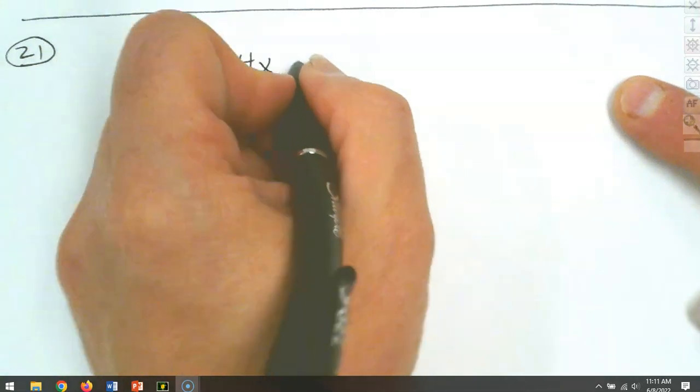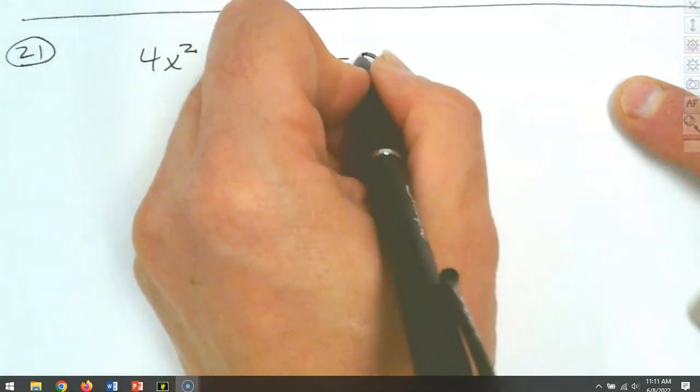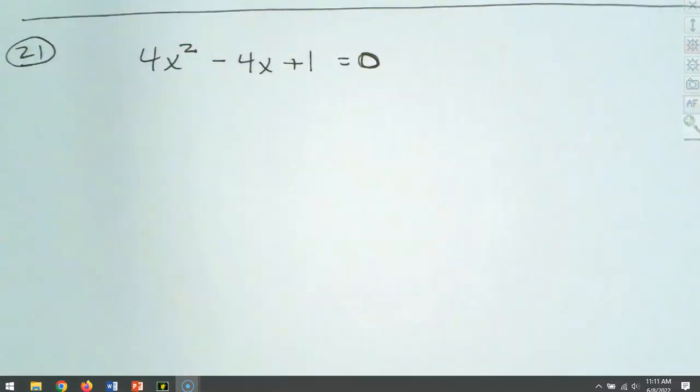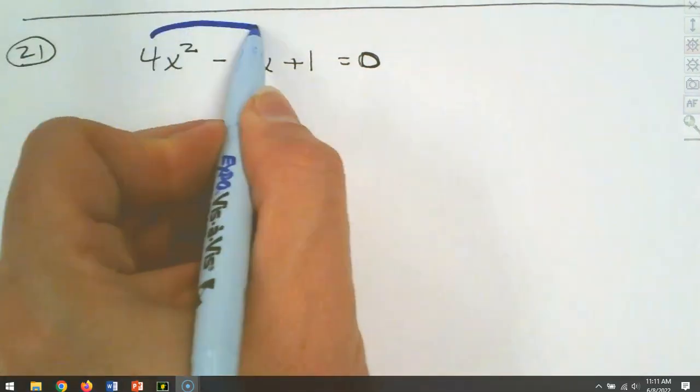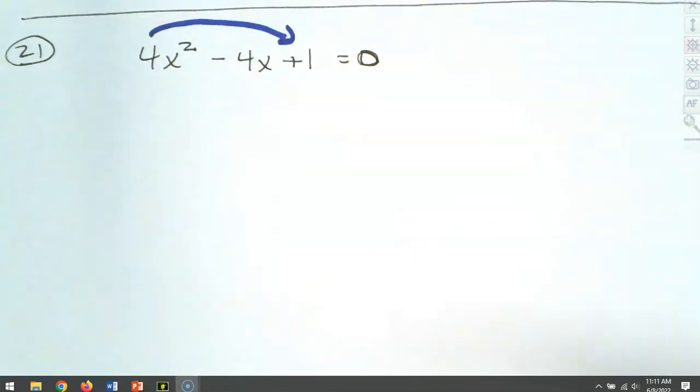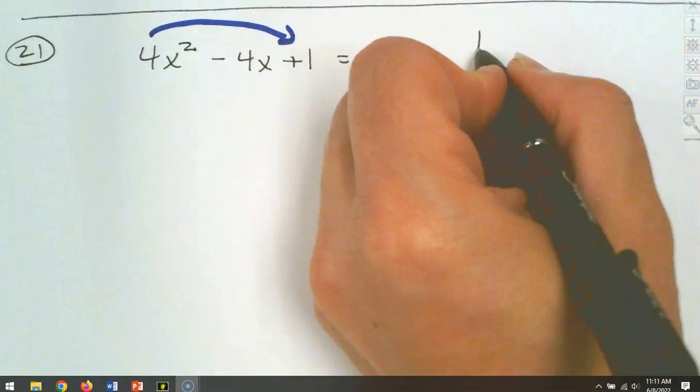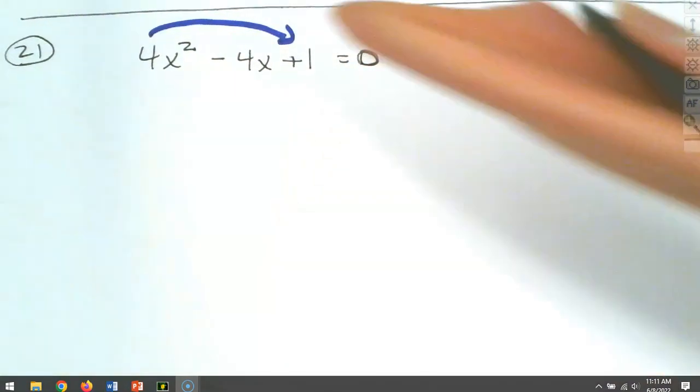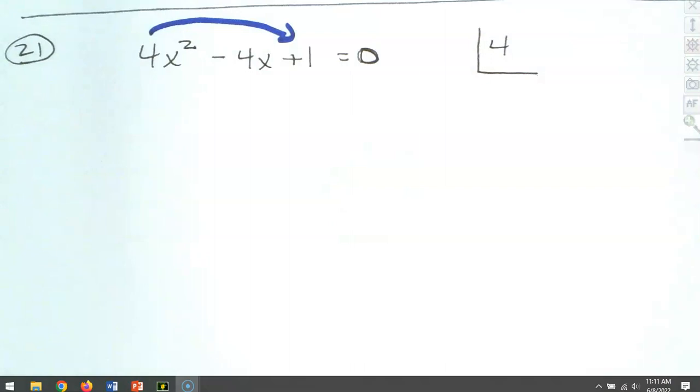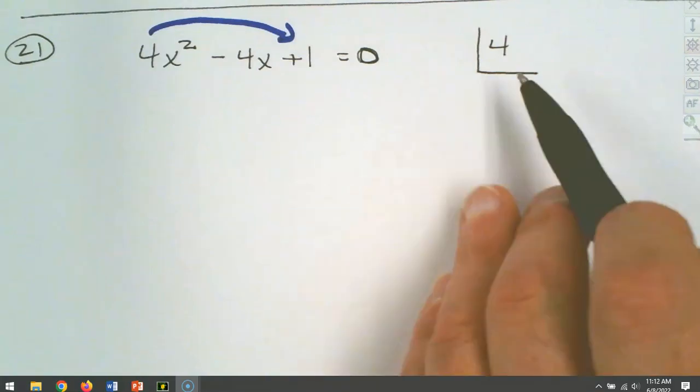And 21 is 4x squared minus 4x plus 1 equals 0. We're in luck because it's already set to 0. So what goes in the box? 4. Now, what about the signs? Are they different or are they the same? Look at the sign of your 4.